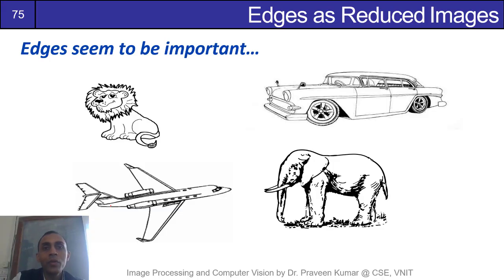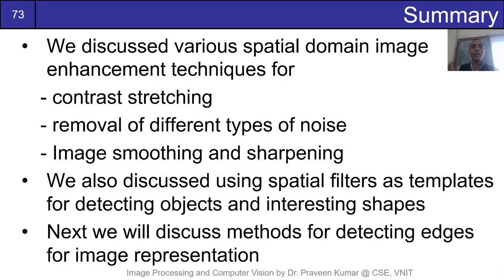We'll continue here. We'll also use the first derivative. So we have basically concluded the enhancement topic. In the enhancement topic, we discussed different methods: contrast stretching, noise removal, sharpening, smoothing, through spatial filtering, through histogram equalization, and so on.